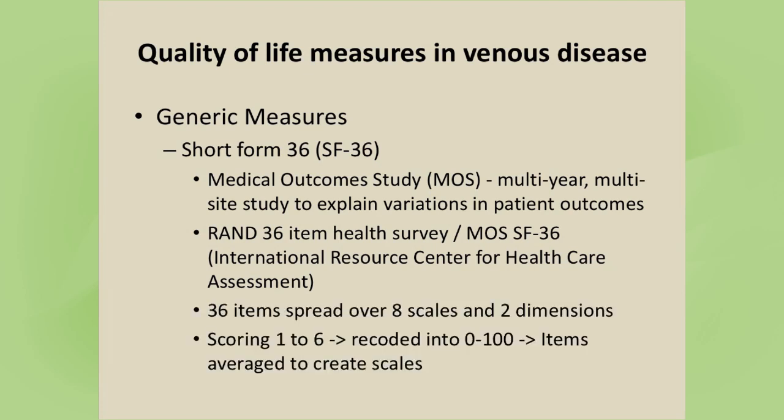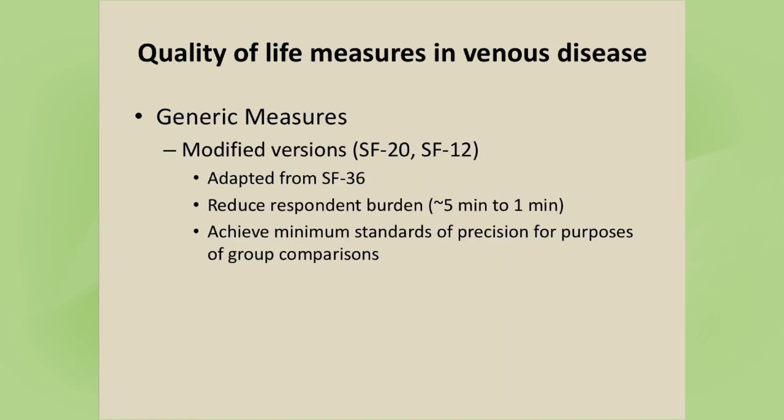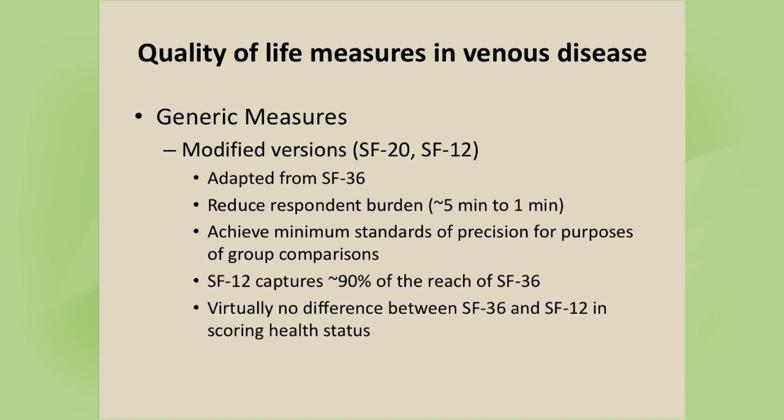Both of them have 36 items spread over 8 scales and 2 dimensions. The scoring is from 1 to 6, and they're all recoded to a 0 to 100 level, and these items are actually averaged to create scales. Now, the modified versions, the SF20 and SF12, are both adapted from the SF36. One of the goals has been to reduce the respondent burden time, and they both achieve minimum standards of precision for purposes of group comparisons. The SF12 captures about 90% of the reach of the SF36 instrument, and virtually no difference between the SF36 and SF12 in scoring health status has been found.